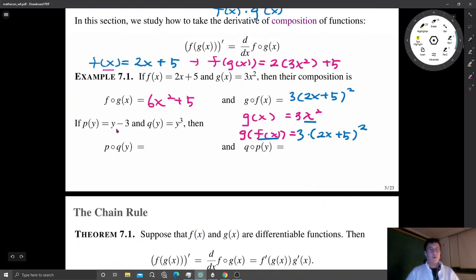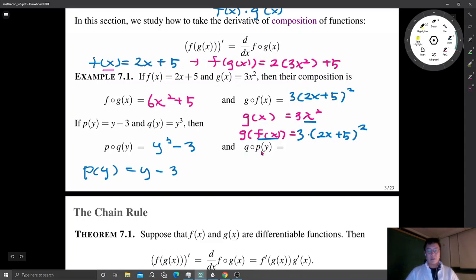And just let me show you one more example. Now we have here two functions of y. So p of y is given by y minus 3. q of y is given by y cubed. And p of q of y: p of y was y minus 3. So now in place of y, we substitute y cubed. So y cubed minus 3 becomes the first composition.